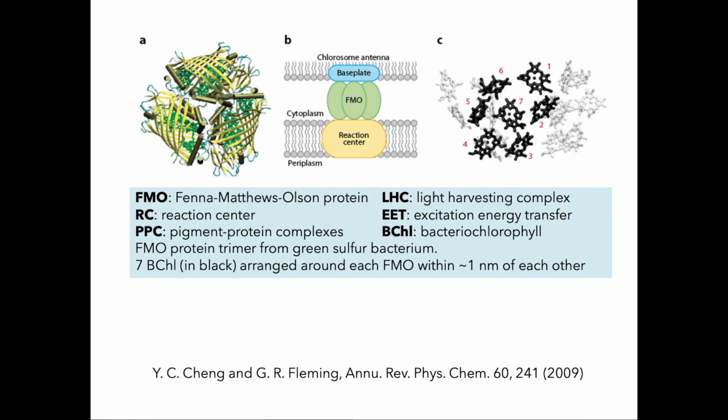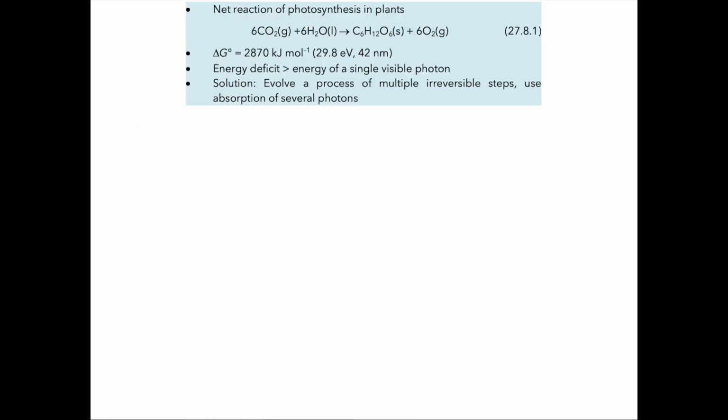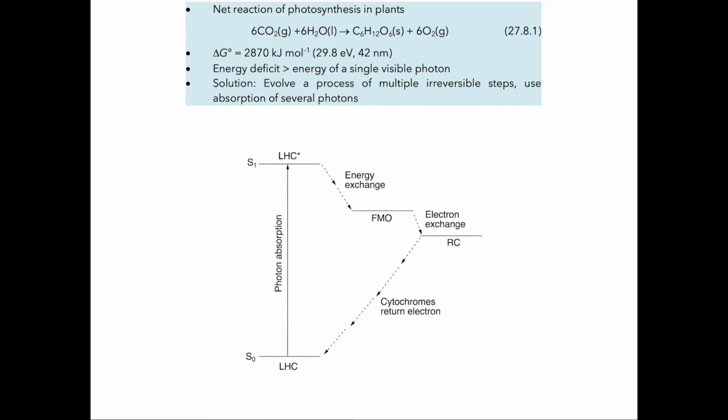Now, each one of these FMO proteins in that trimer, each one of those has 7 chlorophylls. That's this black molecule here, and they're arranged around that FMO close to each other, about a nanometer apart from each other. So we know the reaction we want to promote, and we're going to do that by absorption of several photons to create these reactive electrons that will help out in this reaction. How are we going to get them there?